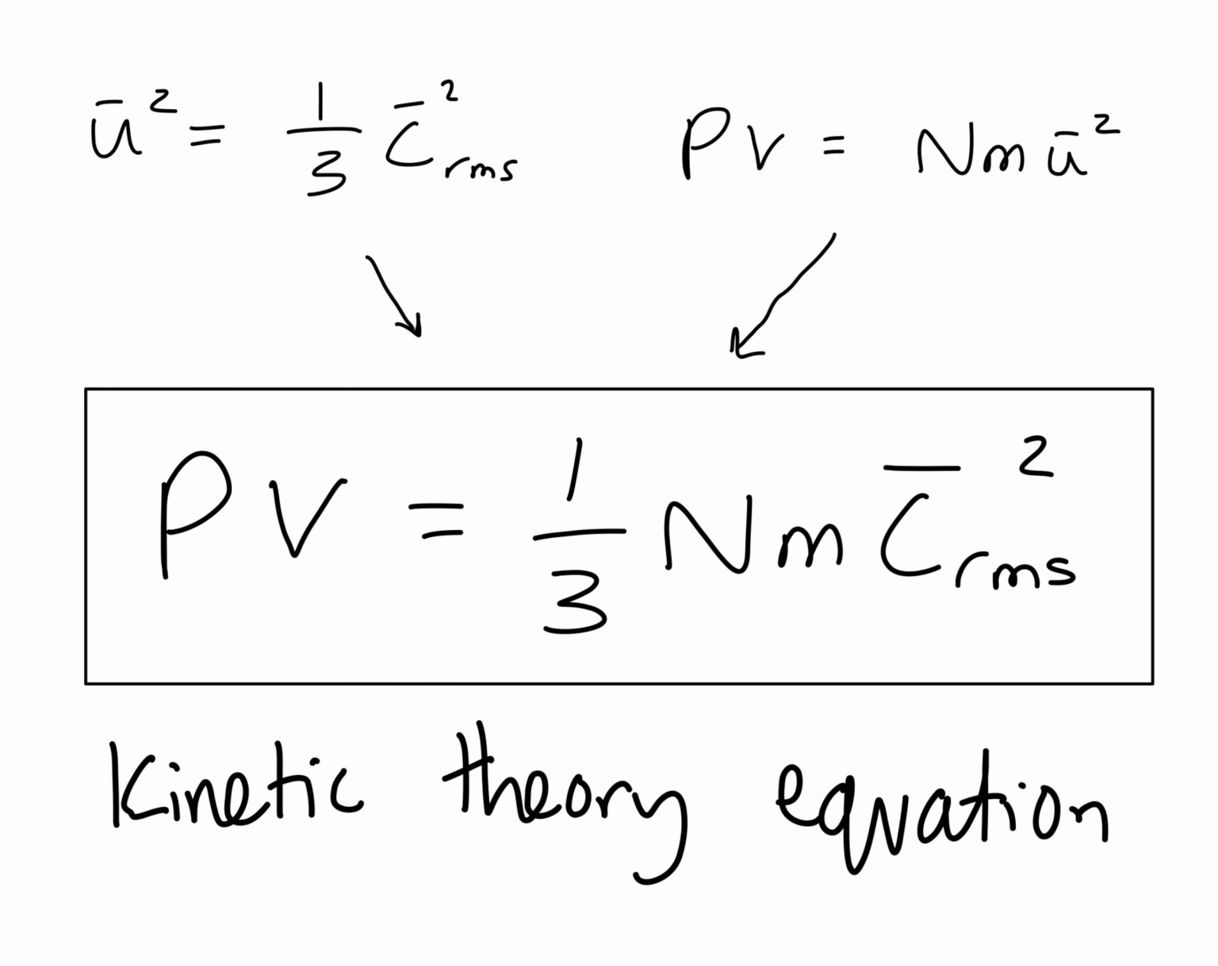With PV equaling N m u bar squared and u bar squared equaling 1/3 c bar squared, we can substitute that in to get PV equals 1/3 N m c bar squared, the kinetic theory equation. That is the whole goal of the derivation, the gas laws, built from nothing but a bouncing molecule and Newton's second law.